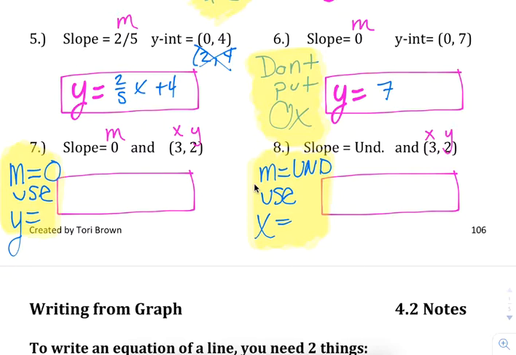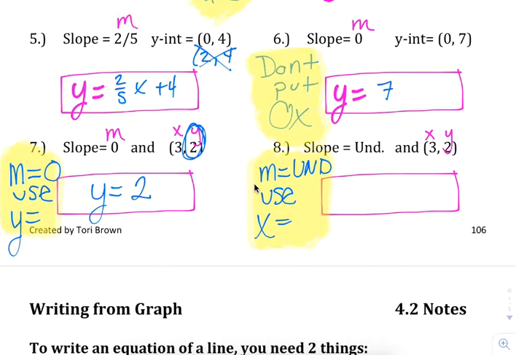Let's do the exact same thing in number 7. My slope is 0. That means I have a plain y equals. We don't write 0x. But I know it's a y number. So what I'm going to do is I'm going to take the y number out of my point and I'm going to use it. Y equals 2. That's my equation. No extra work, no processing. I just need to know that I want the y.